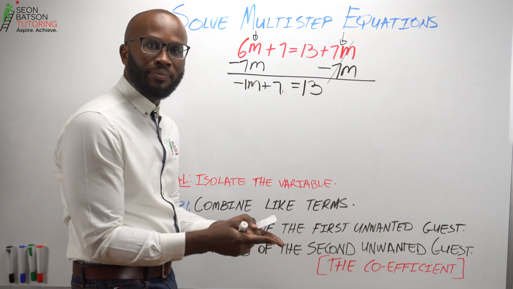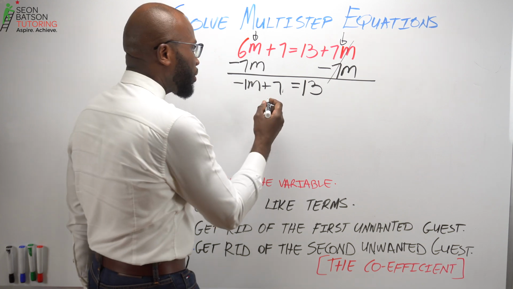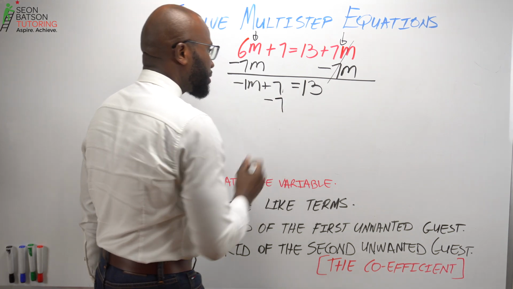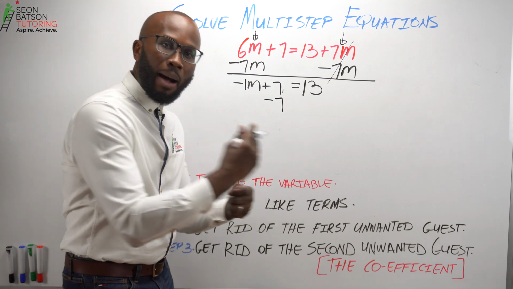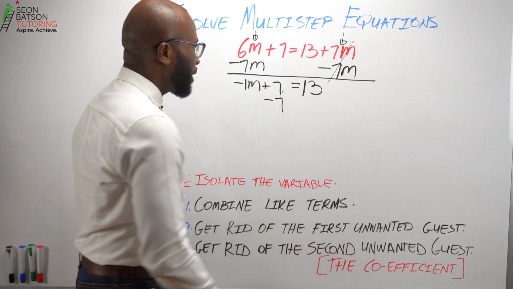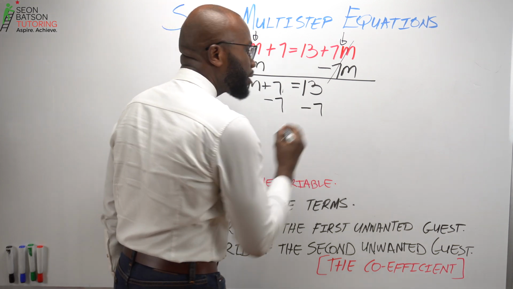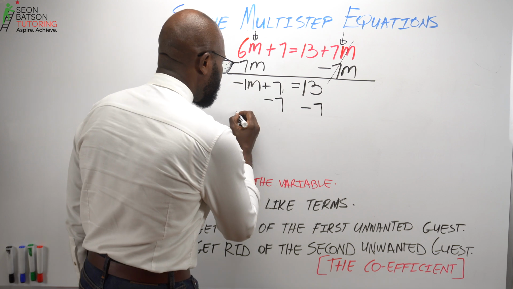So far, so good? All right. Since the 7 is adding, we are going to subtract, because we are always going to use the opposite operation to get rid of an unwanted guest. If we subtract 7 on the left side, we must subtract 7 on the right side.